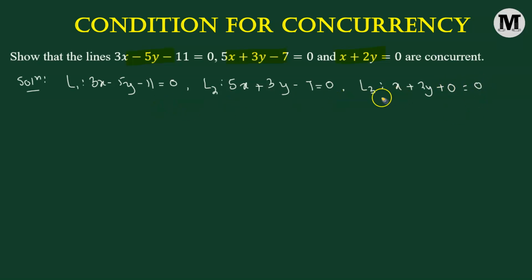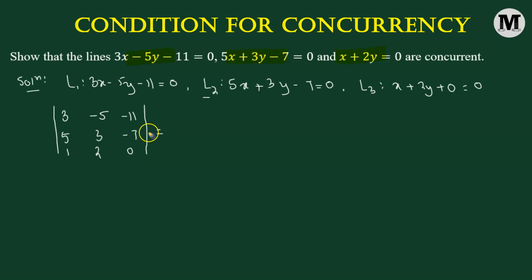Now we have three lines L1, L2 and L3. Let's form the determinant. A 3 by 3 determinant will be formed. So all we have to do is in the first row, we're going to consider the coefficients of the line L1. So we have coefficient of x, that's 3, coefficient of y, that's negative 5, and we have the constant term, that's negative 11. Then in the second row, we're going to consider the coefficients of line L2. So we have 5, 3, and negative 7. And then finally, in the third row, we consider the coefficients of line L3. So we have 1, 2, and 0.